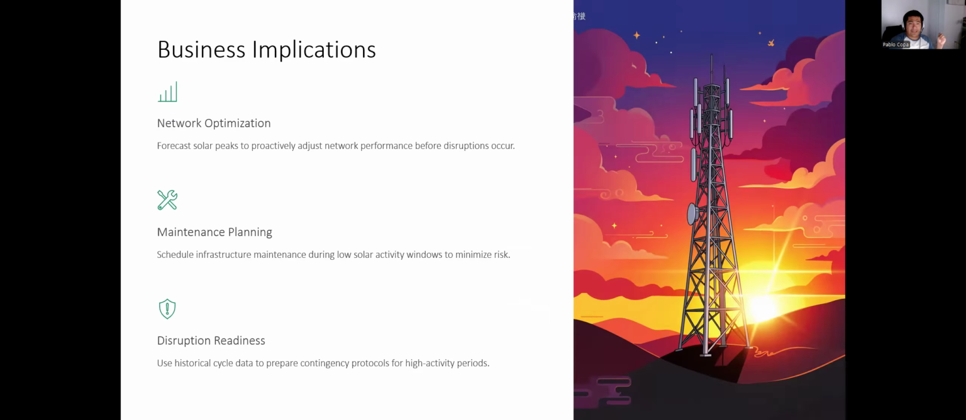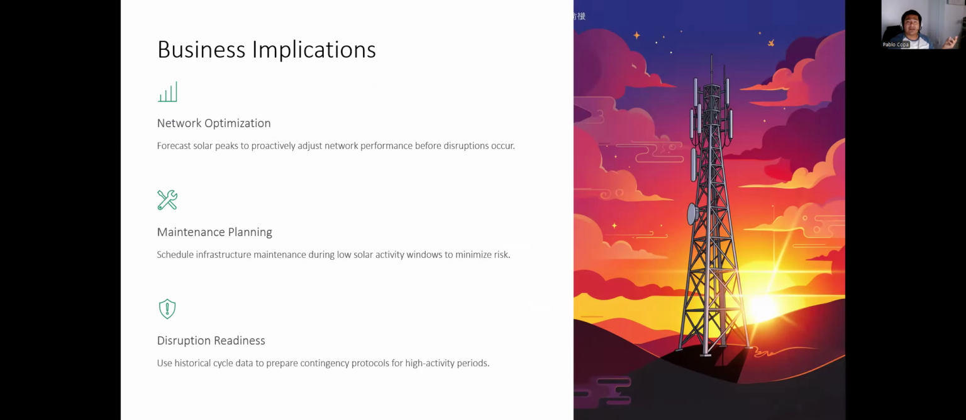Business applications. The business applications for this analysis are important because the results are not only statistical, they can also be connected to real-world decisions. In this project, I imagine the situation of a wireless carrier that is concerned about signal transmission and possible interference caused by solar activity. The analysis showed that sunspot activity follows repeated cycles.